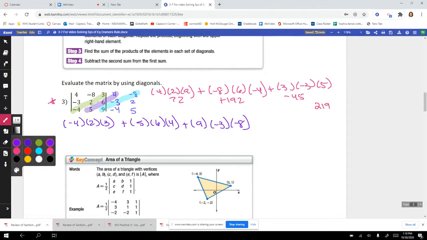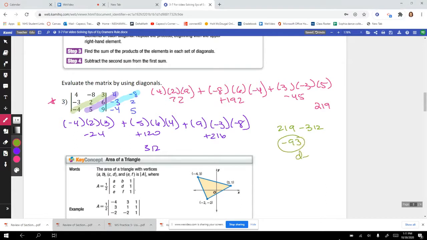Now I'll do what I have in purple. So I get negative 24 plus 120 plus 216. That gives me 312. Okay, so to find the determinant, I'm going to take 219 minus 312. And I get negative 93. So that's the determinant.